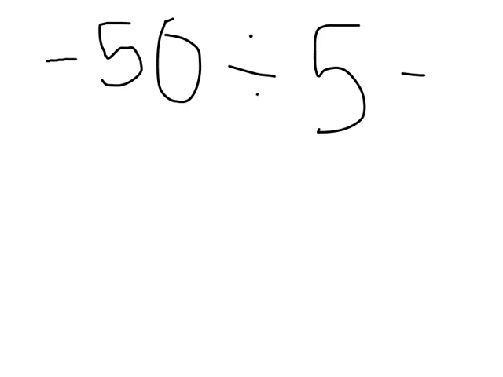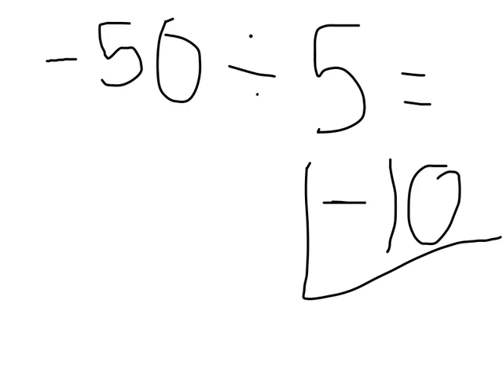All right, let's say I have negative 50 divided by 5. Now, I see that this is division, so I know since my signs are different, my answer is going to be negative. Negative 50 divided by 5 is going to leave me with negative 10. All right, that's going to be it.